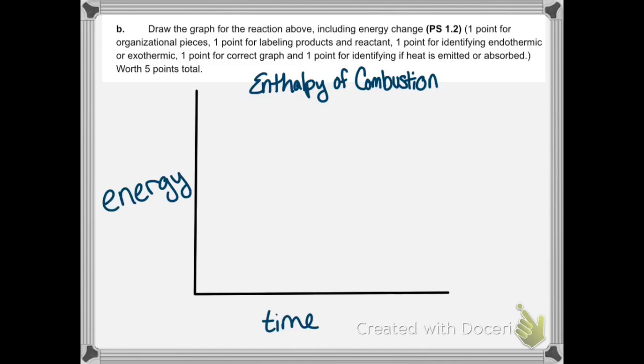sense. Once we do that, it does say that we want to label our reactants and we want to label our products. We want to identify exo and endothermic reaction. And we want to make sure our graph is just drawn correctly and we've identified the heat emitted or absorbed.